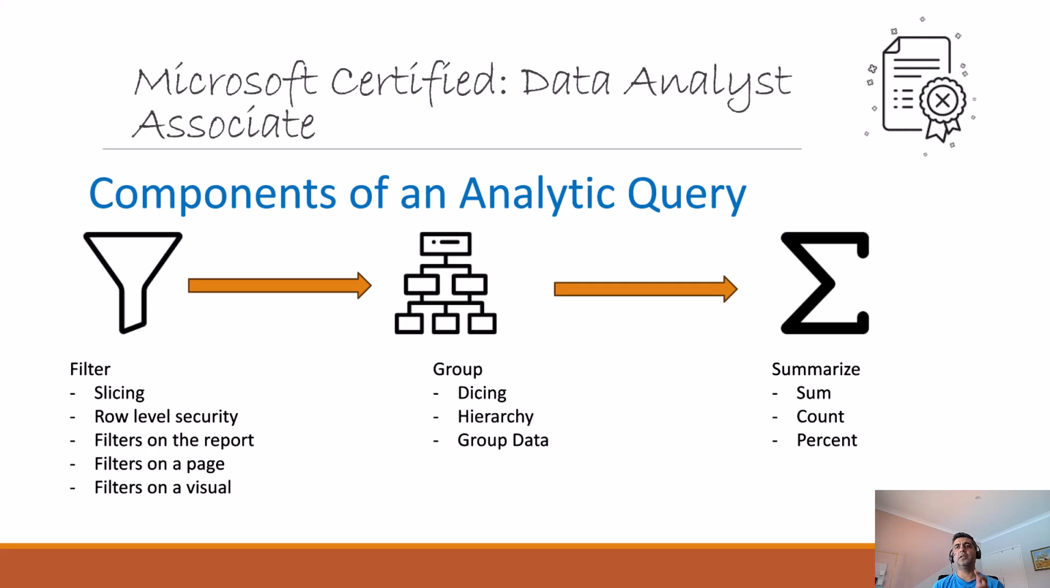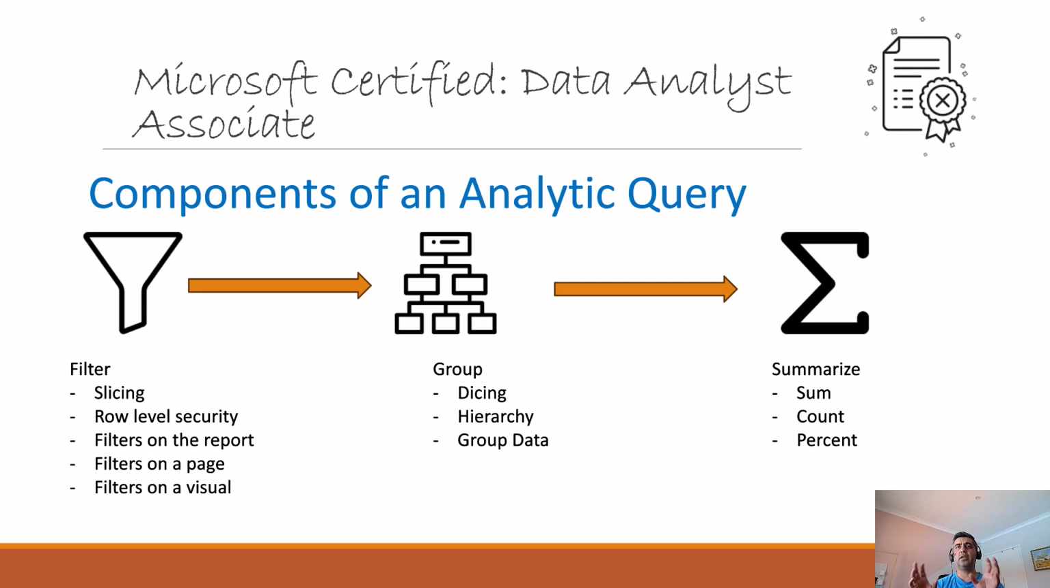Once the data analytics expression filters the data, it goes ahead and groups that data. And then once that data is grouped, for the measure fields, you'll have some form of summarization. So it could be a sum of sales amount. The group is probably by product or product category or calendar year, and then the summary is the sales amount.